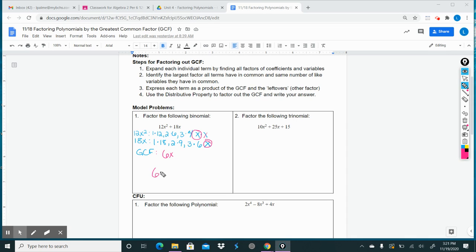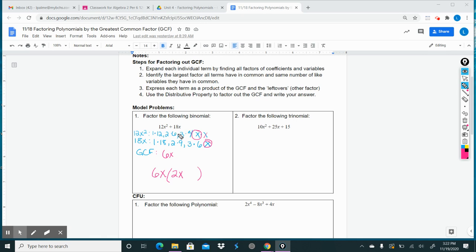So now I want to express each term as a product of the greatest common factor and the leftovers of the other factor. So what I mean by that, so 6x is my first factor. What is my second factor? What are my leftovers? So for 12x squared divided by 6x, 12 divided by 6 is 2, x squared divided by x is x.